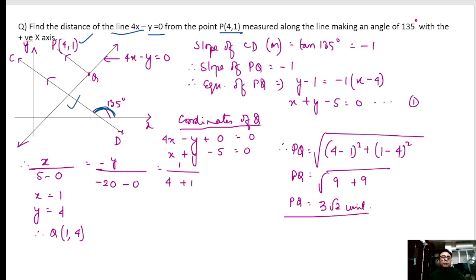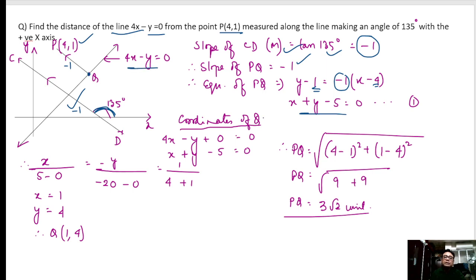So what is the slope of this line? Tan 135, which is minus 1. Slope of this line is minus 1. So slope of this line should also be minus 1 as they are parallel. So equation of this line PQ, y minus y1 is m into x minus x1. We get this. Now PQ is intersecting the line at Q.